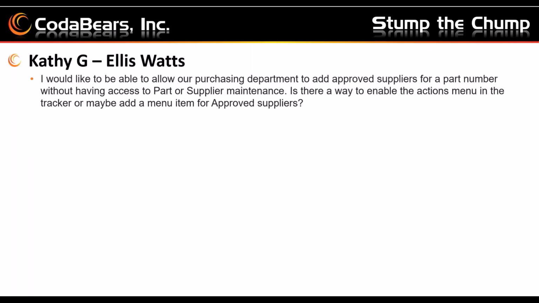Kathy G from Ellison Watts would like to be able to allow the purchasing department to add approved suppliers for a part number without having access to part or supplier maintenance. Is there a way to enable the actions menu in the tracker or maybe add a menu item for approved suppliers?